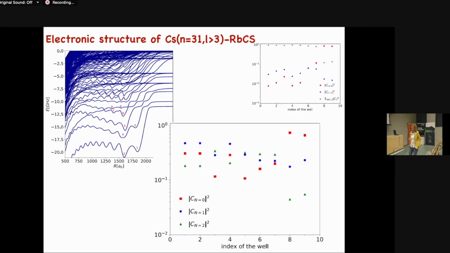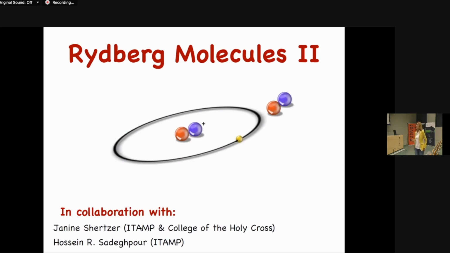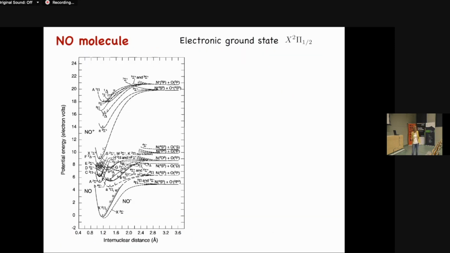So let me continue, because I'm realizing I only have 7 minutes left. Let me continue with the second type of Rydberg molecule, where we have a Rydberg state of a diatomic molecule. In that case, we are considering NO in both cases, especially because the Tillman Pfau group is working with this molecule.